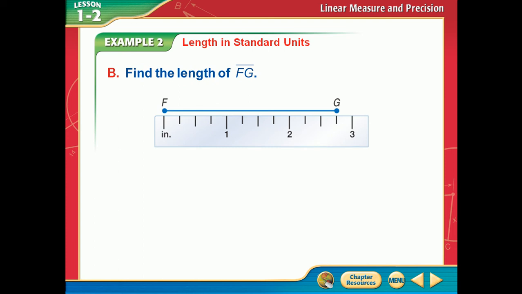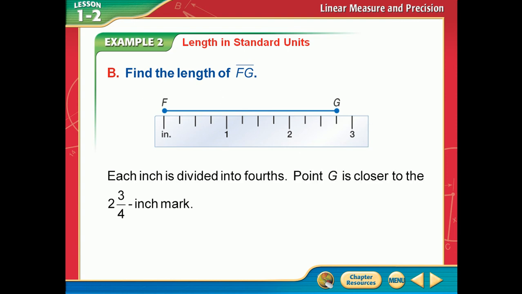All right, find the length of line segment FG. So look what we have. This would be the half mark right here, right? And these are all what? Quarters. So this would be about 2 3/4, or what'd you say? 2.75. All right, let's see what they say. Yeah, there's 2 3/4, or you could say 2.75 would be fine. No problem. You could use decimals if you want.